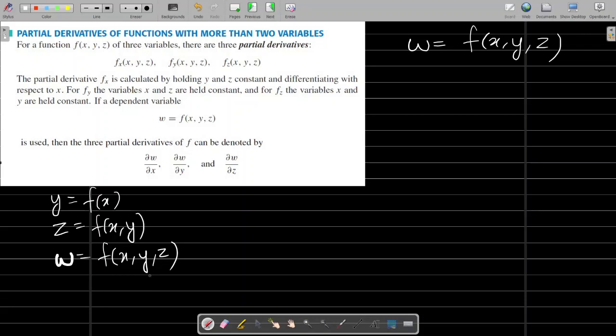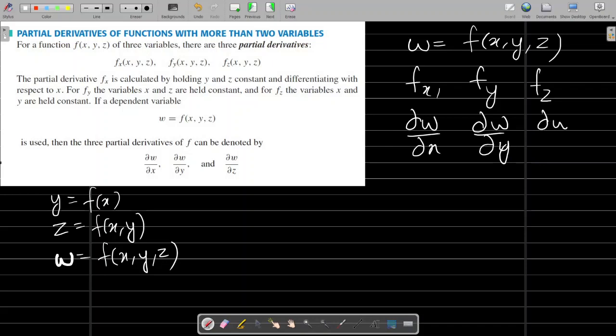So don't get confused. When you see x y z and w, you must understand directly that x y z are the independent variables and w is the dependent variable. When you see x y and z, you must understand that x and y are independent variables, z is the dependent variable. That is how you must understand. So in this case, the partial derivatives are written like this: fx, fy, fz. There will be three partial derivatives, or in terms of w, you can write it as dou w by dou x, dou w by dou y, and dou w by dou z. That is in this dou notation.